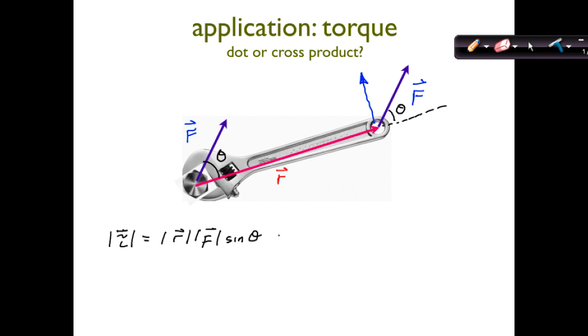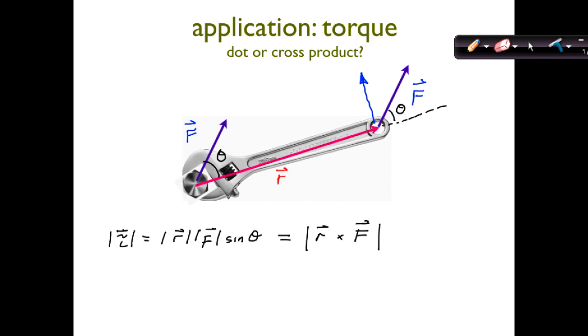But what is that? What is the magnitude of R times the magnitude of F sine theta? Is it the cross product? It's not the cross product. It's the magnitude of the cross product, right? Cross product is a vector. So yes, it's kind of the cross product. It's the magnitude of the cross product.